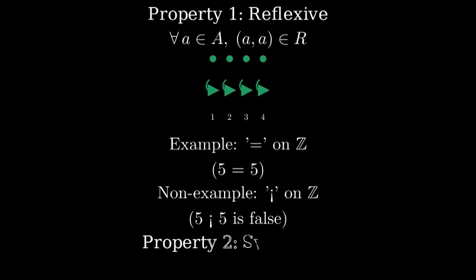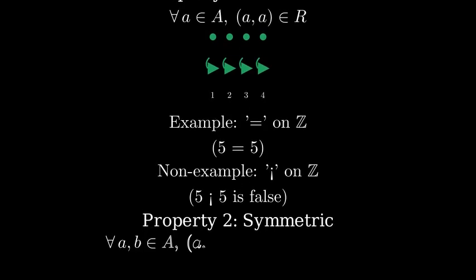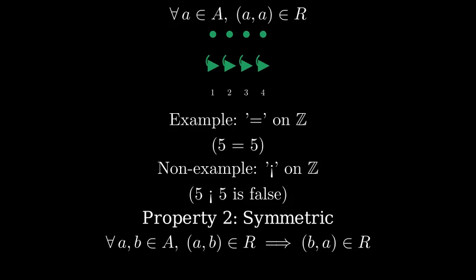The second property is symmetric. A relation R is symmetric if whenever a is related to b, then b is related to a as well. Mathematically, for all a and b in A, if the ordered pair (a, b) is in R, then the ordered pair (b, a) is also in R.